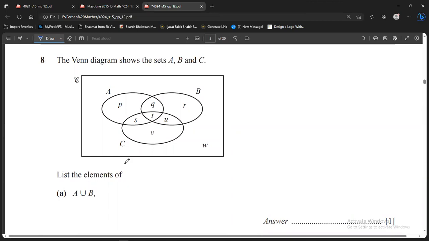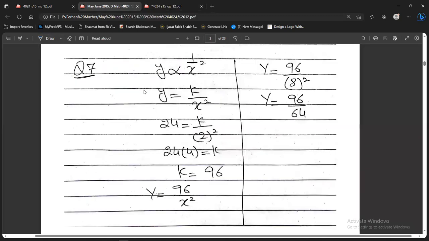The Venn diagram shows sets A, B, and C. List the elements of A union B. A part is find A union B. A union B means all the members which are in the circle of A and in the circle of B. And just one thing you will not do, that is you will not repeat any member.